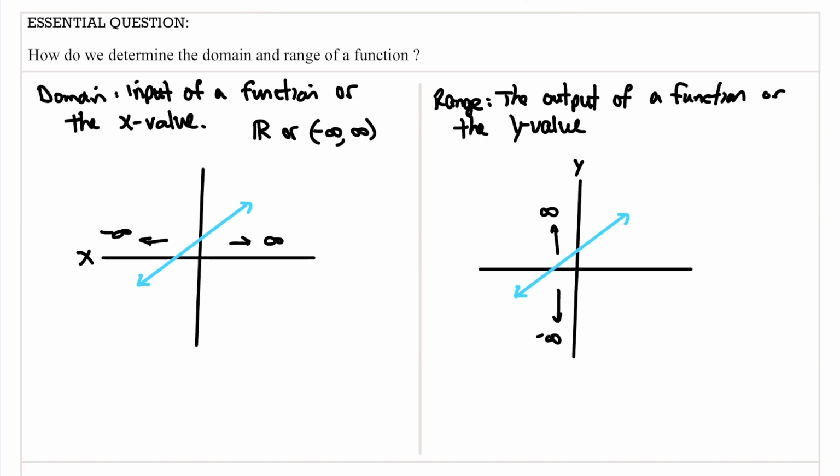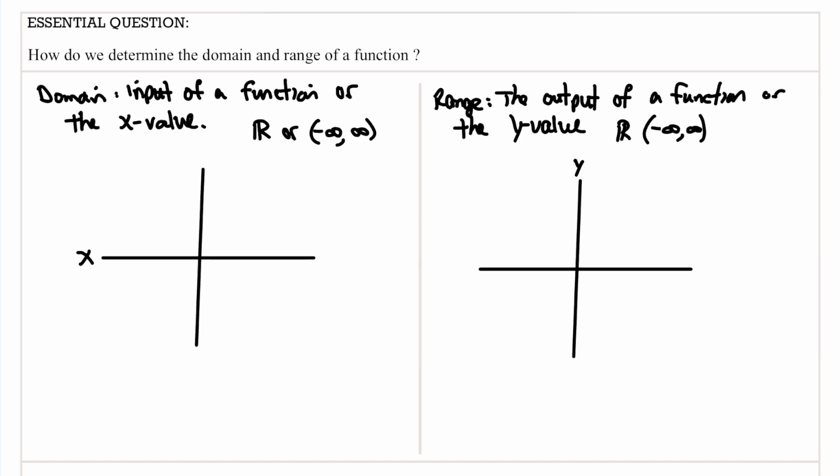So the default range is also all real numbers, or negative infinity to positive infinity. So we can plug any number in for x, and we can get any number out for y. Let's take a look at a different function. Let's look at an absolute value function.